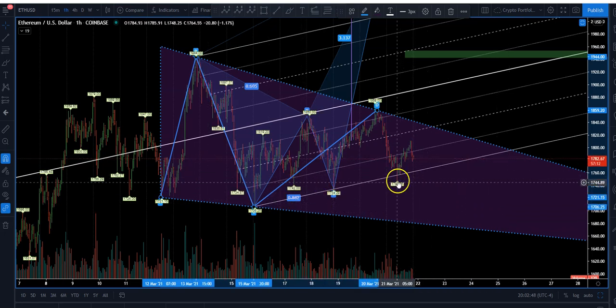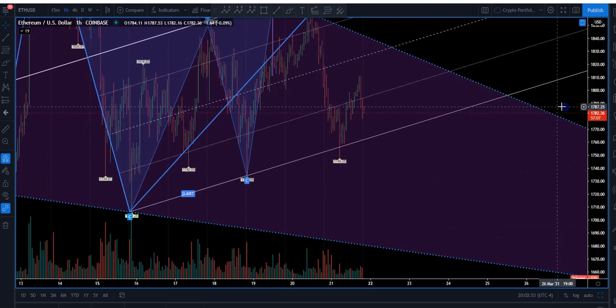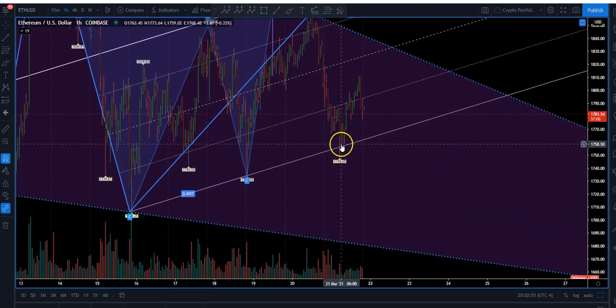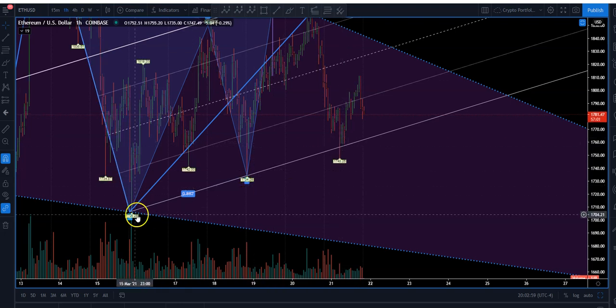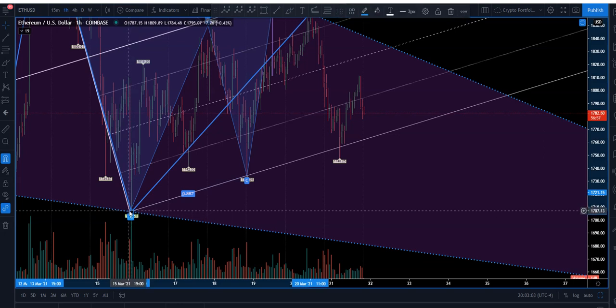This pitchfork still held through. You can see here where we bounced with a wick. We went through with a wick, came back in, and these two are still staying within the pitchfork. Let's just tweak these.